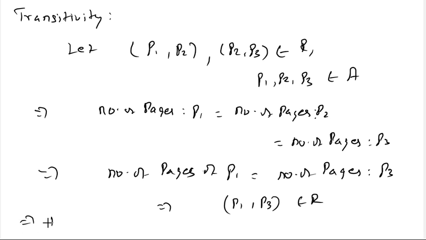So this implies R is transitive, and it is an equivalence relation.